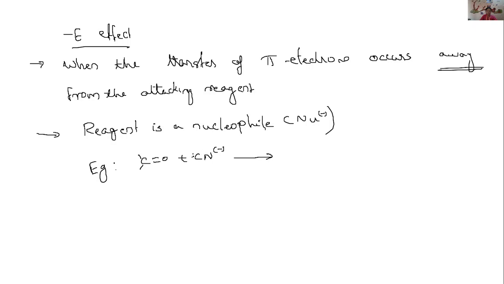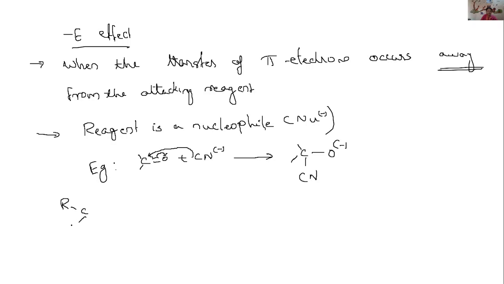Okay. So that you can represent by this. As a result, this shift will take place. That means the result is CN attacks here and you will have O minus. So away from the reagent. The reagent is what gives the electrons. And we can have a specific example.